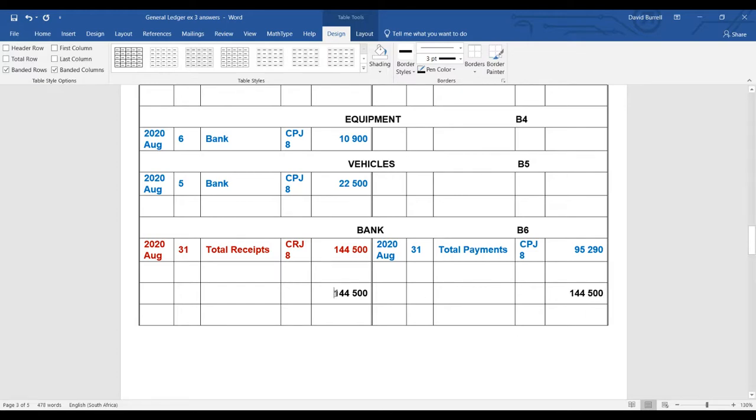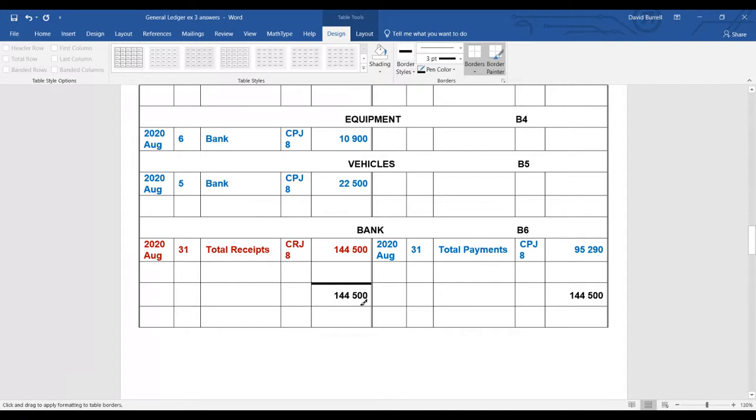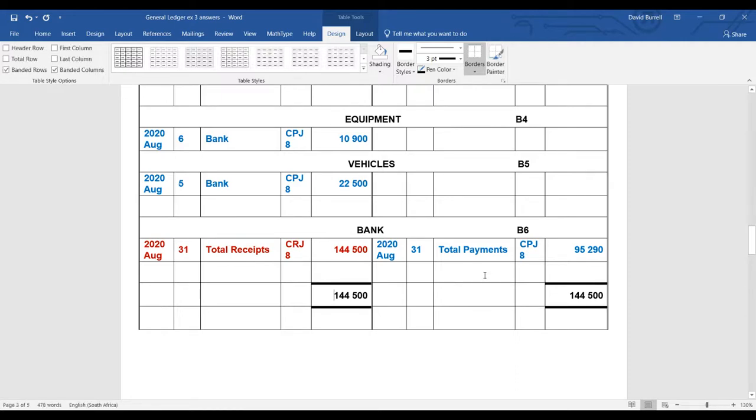Okay, so I'm just going to draw some nice bold lines here. There and there. And let's put one there and one there. And then what I'm going to do on my credit side is put balance carried down, because that's where I'm going to have to add something in. So it will add up to that total.